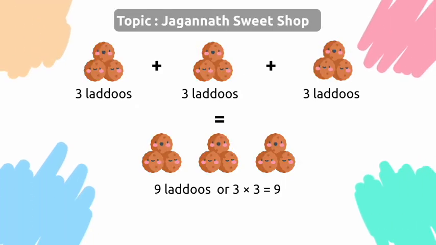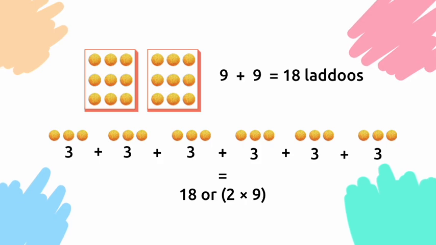Topic, Jagannath's sweet shop. Bappa wants to buy laddus for Atya, but it's hard to count them one by one. Let's group them. 3 plus 3 plus 3 equals 9. That means 3 laddus in each row, 3 rows. That's 3 times 3 is equal to 9 laddus. If we buy 2 boxes, 9 plus 9 equals 18 laddus, or 2 times 9 equals 18.